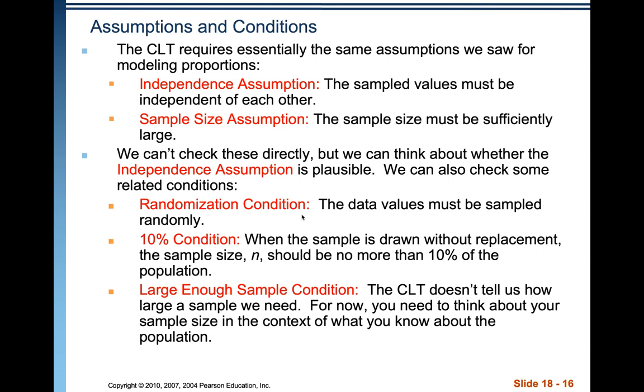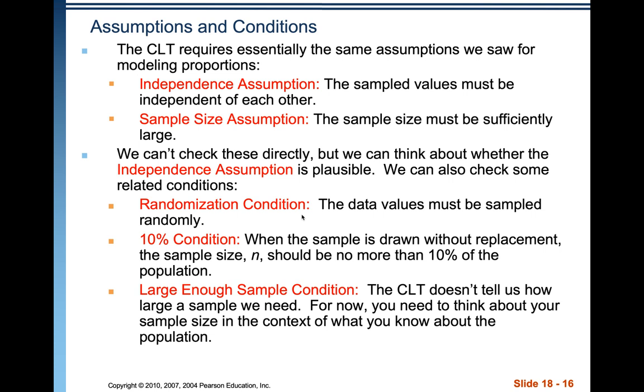Typically, we don't use replacement, so the 10% condition keeps the sample size small enough that the likelihood of getting any particular value stays roughly the same. So when the sample is drawn without replacement, the sample size n should be no more than 10% of the population. But we don't want it to be too small. We need to make sure it's large enough.